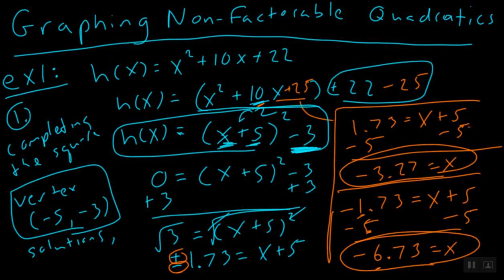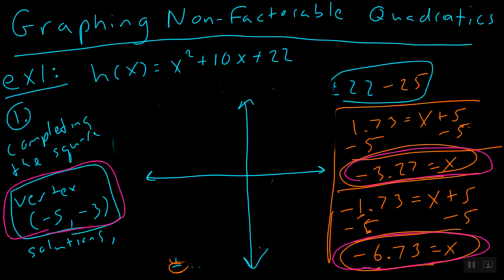Now notice, we have enough information to graph this. Let me circle everything that we need in purple. We have our vertex, and we have our two x-intercepts, or our two solutions. And let me show you how to graph this. I would start by graphing my vertex first. We know that we have negative 5 comma negative 3. So we'll go to the left, 1, 2, 3, 4, 5, down 1, 2, 3. And here is our very first point. Now what I would ask you to do is say this. Okay, negative 3.27.